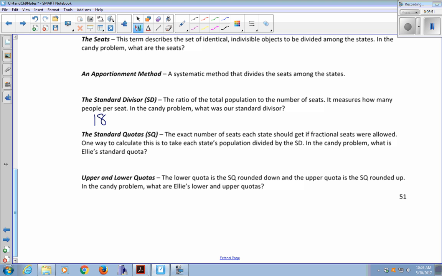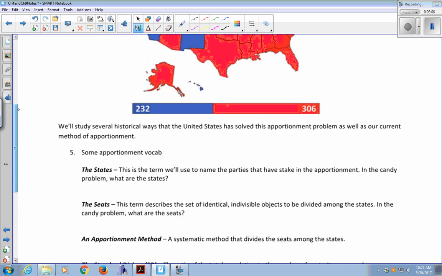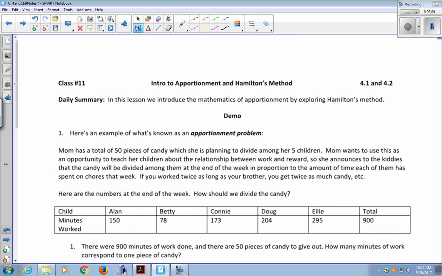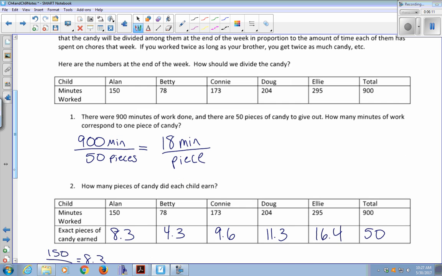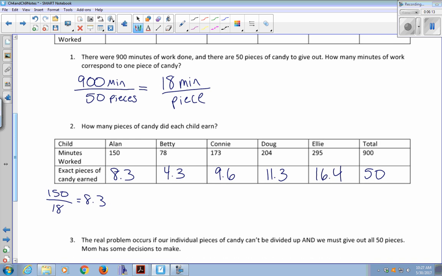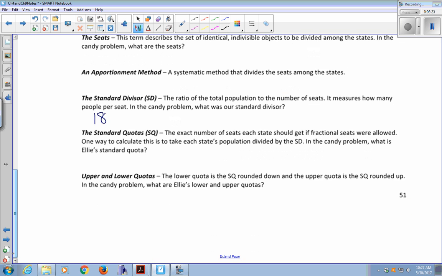Standard quotas are the exact number of seats each state should get if fractional seats were allowed. One way to calculate this is to take each state's population and divide by the standard divisor. In the candy problem, Ellie's standard quota, the exact number of pieces of candy that Ellie earned, is 16.4, right? We did 295 divided by the standard divisor of 18, and we got 16.4 as her standard quota, the exact number of pieces of candy she earned.